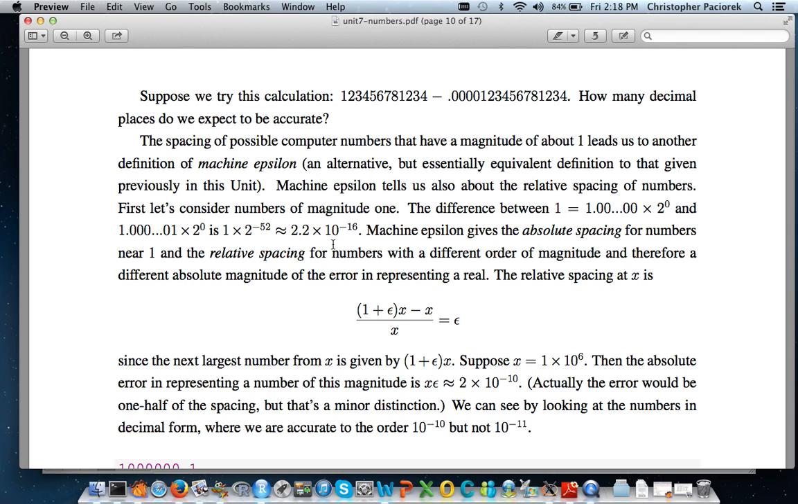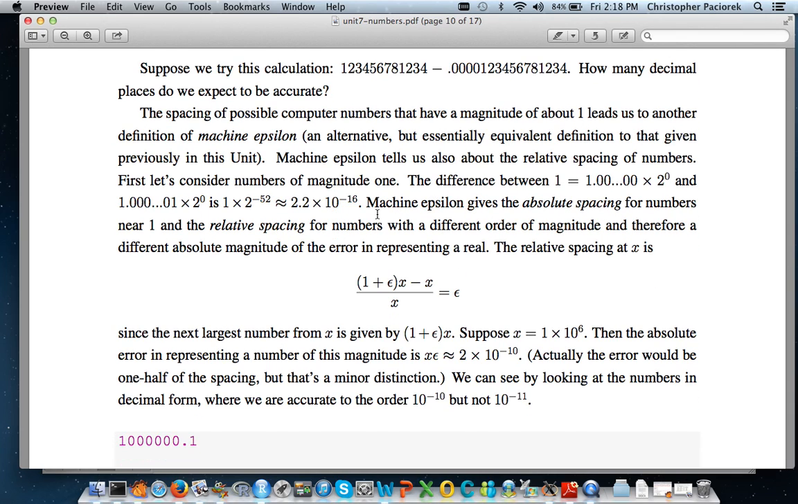Okay, so machine epsilon is this 2 times 10 to the minus 16 number. It gives us the absolute spacing of numbers near 1, which we already saw, but it's also going to give us the relative spacing of numbers that are either larger in magnitude than 1 or smaller in magnitude than 1. So one way we could think about that is if we have a number that's a magnitude around x, the next number I can represent exactly on the computer is basically 1 plus machine epsilon times x. So this is the difference between the next number I can represent and the current number, and then I divide by x. And so obviously arithmetically this equals epsilon.